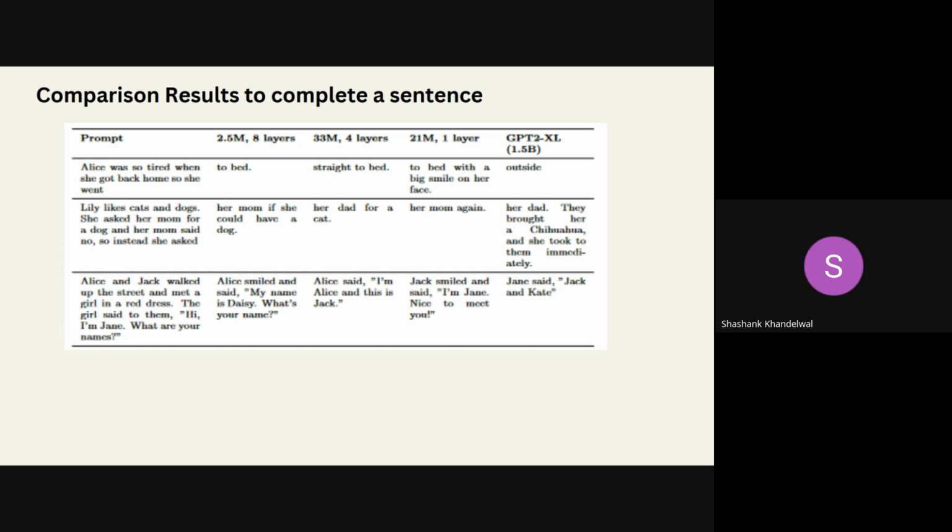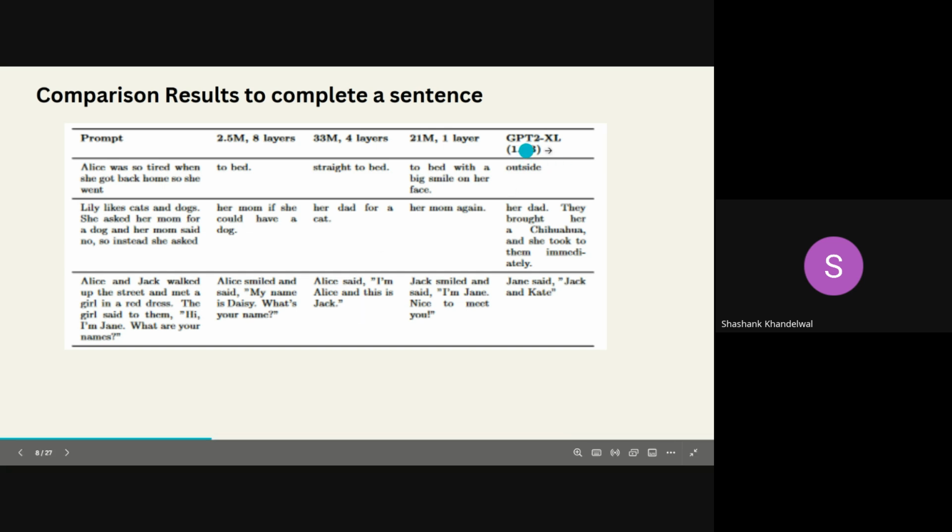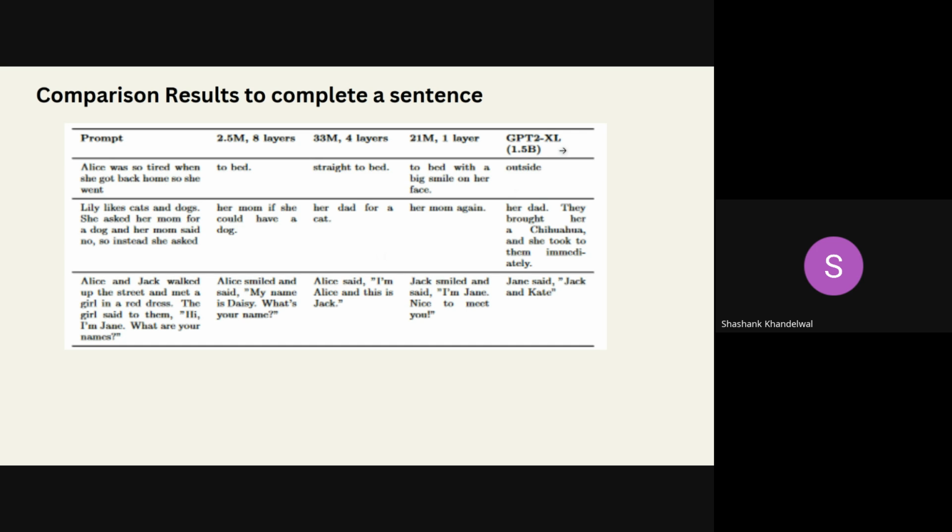But they have not compared it with GPT-2 XL. They have not fed it to GPT-2 XL. So that is where the question is coming from. I am asking about the data set. They are just checking the reasoning capability.